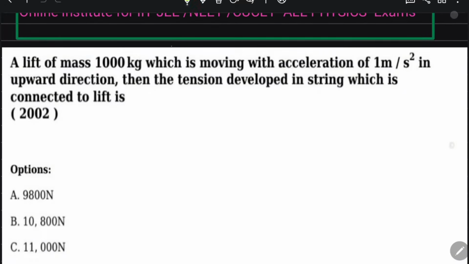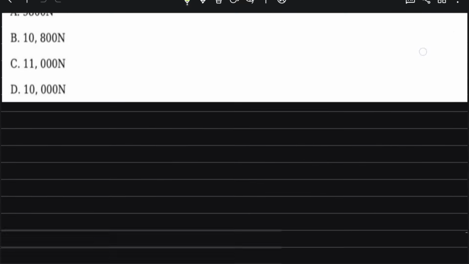Now I proceed to the next question. A lift of mass 1000 kg is moving with an acceleration of 1 meter per second square in an upward direction. Then the tension developed in the string which is connected to the lift. So it is like this situation.